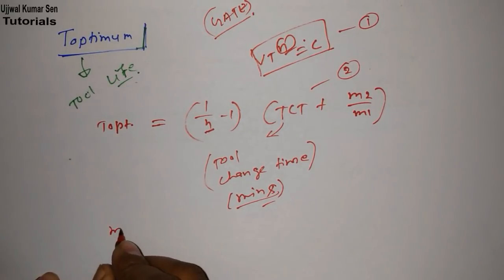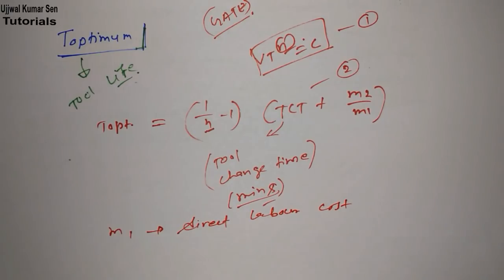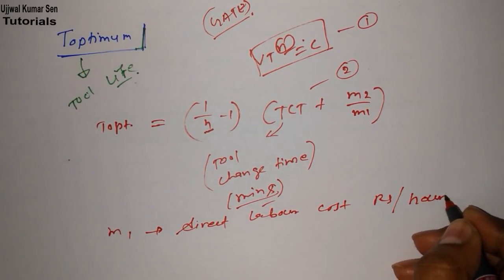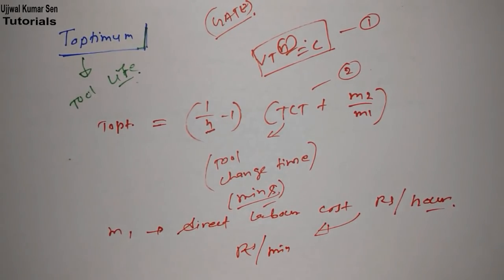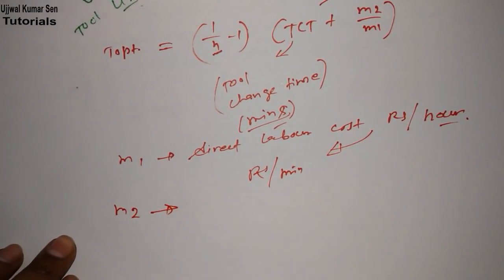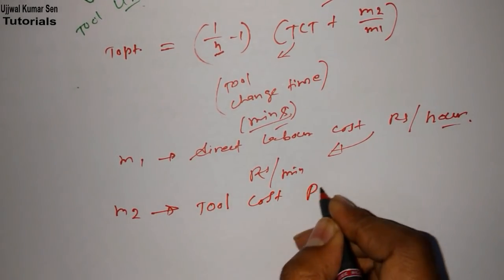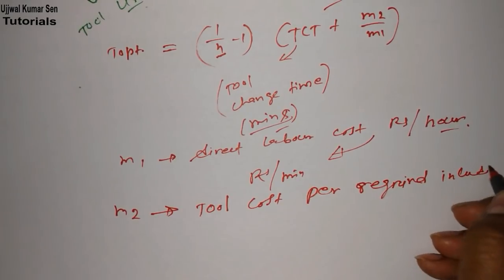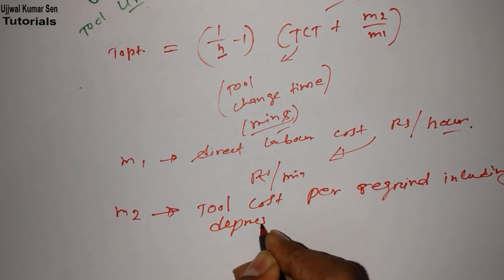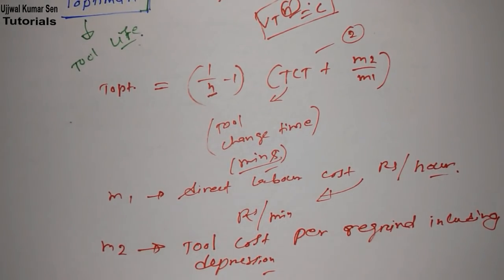Now, what is M2 and what is M1? M1 and M2, both are most important. M1 is direct labor cost, and you will probably see in the question they will give it in rupees per hour. Convert it into rupees per minute. Rupees per minute you have to convert. Now let's go for the last term, that is M2. M2 is tool cost per regrind, including depreciation. Okay, so these are things you need to learn in this formula to find out T optimum.